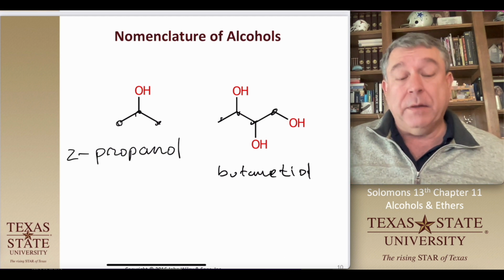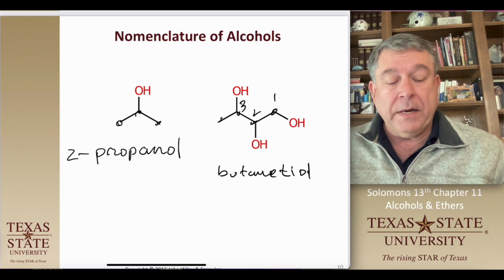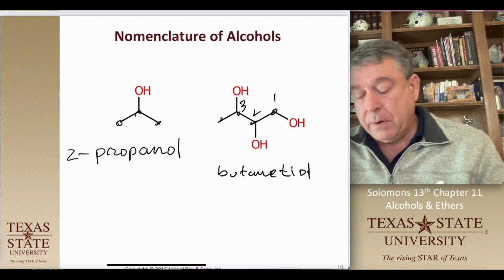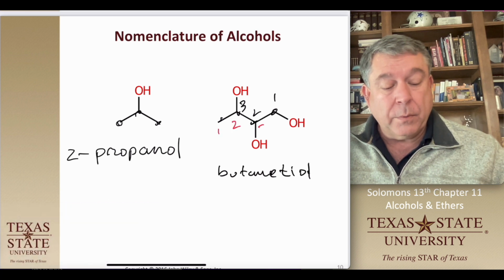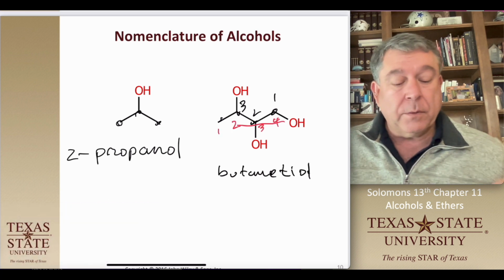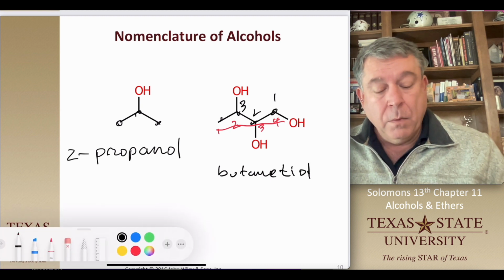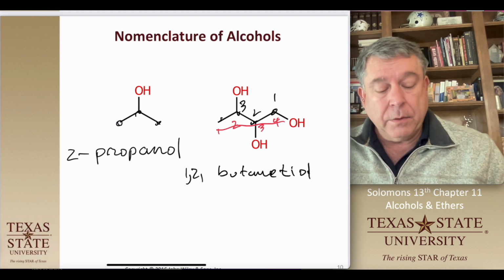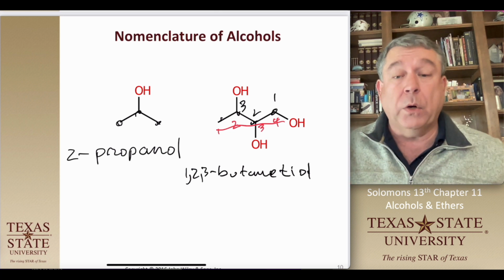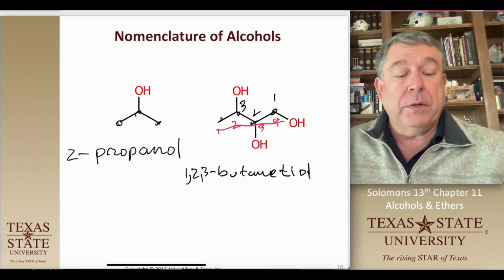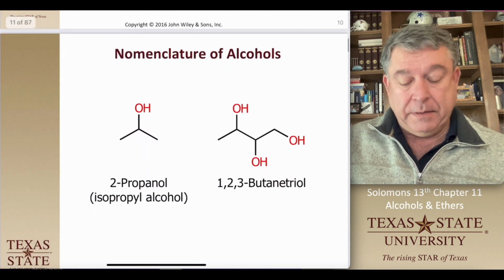We still have to identify them. And we get the lowest numbers if we go from this side, 1, 2, 3, instead of going from the other side, which would be 1, 2, 3, 4. So that's not the right numbering system. So we're going to go with 1,2,3-butanetriol, all in one word. Again, all in one word with our IUPAC names. Okay, and there are those spelled out nice and neat.